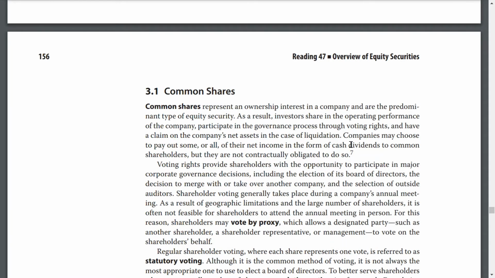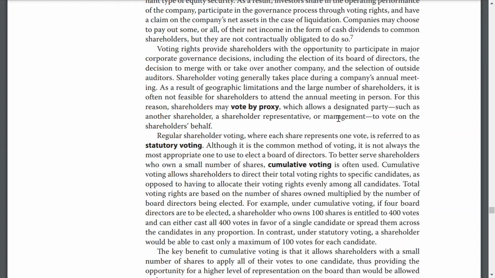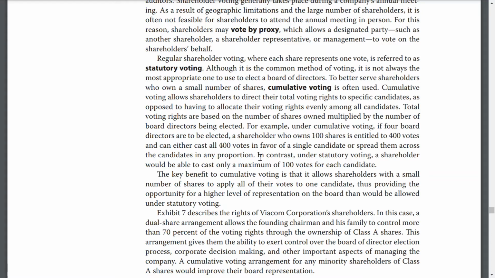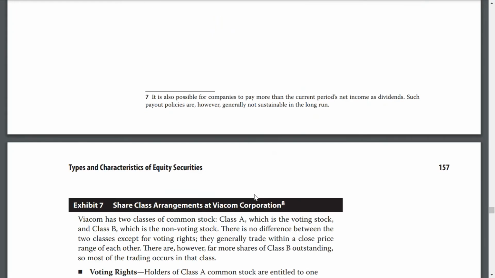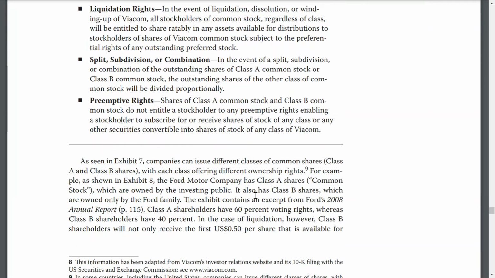Especially with Corona, shareholders may vote by proxy, which allows designated parties such as another shareholder, a shareholder representative, or management to vote on the shareholder's behalf. Voting rights, the rights of the shareholders.